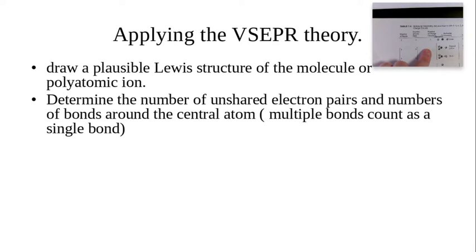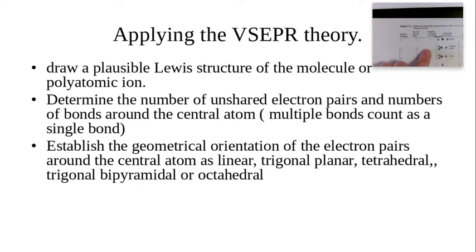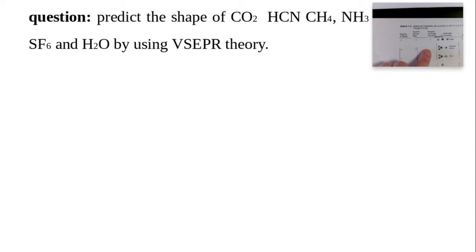And so at that point, you determine the number of unshared pairs. So like I said, 2 to 0, and then establish the orientation of the electron pairs and describe the geometry. So let's do some more examples together, because now we get into this idea of bonds, right? Whether it's a single bond, double bond, triple bond.